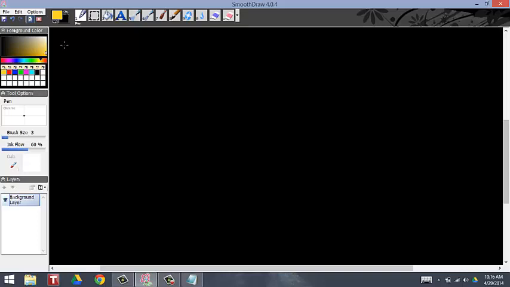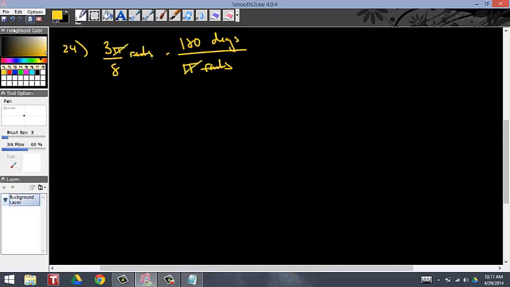Okay, so next, let's do number 24. Changing radians into degrees. So I'll call this rads up here, times the opposite, because you want the words to cancel each other out, because the words are going to be on bottom. So this is pi radians over 180 degrees. The radians cancel each other out. The pi's cancel each other out.